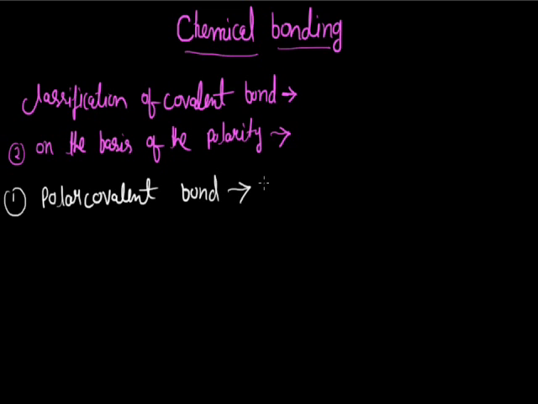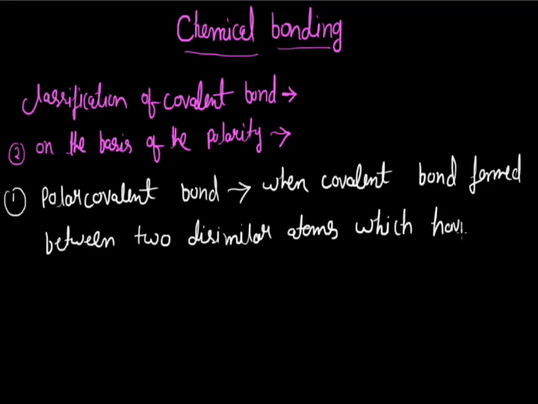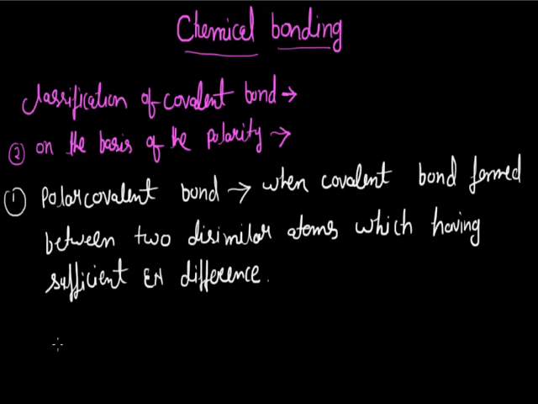Now, when a covalent bond is formed between two dissimilar atoms which have a sufficient EN difference, then it is called a polar covalent bond.